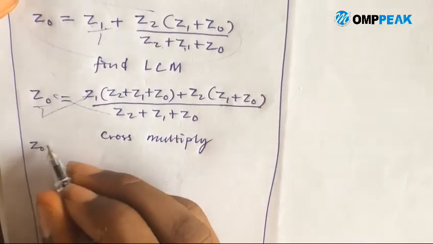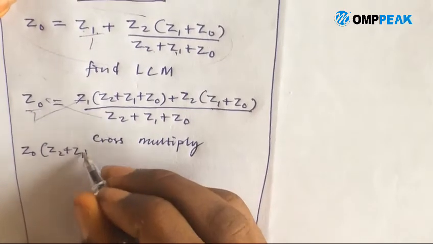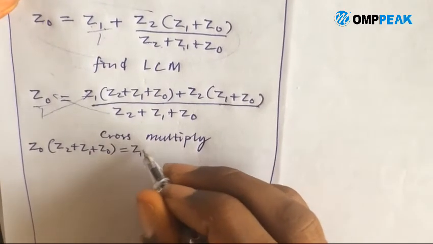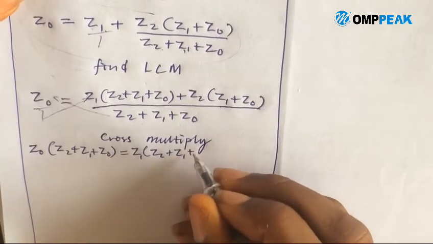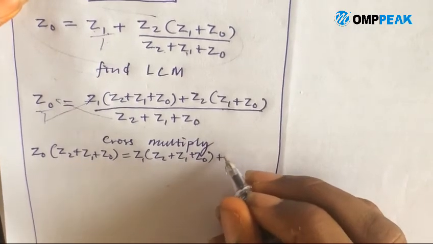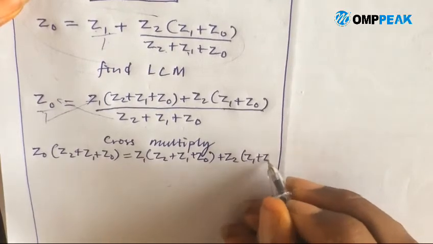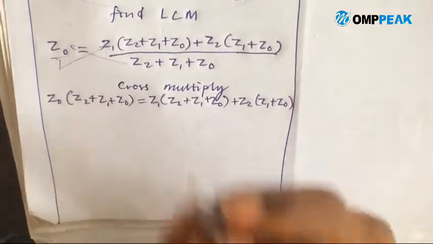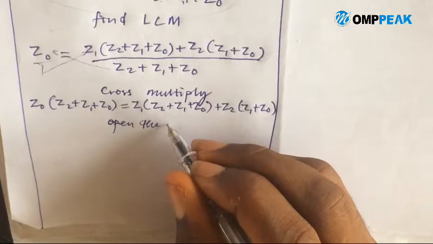So Z0 (Z2 plus Z1 plus Z0) equal to Z1 (Z2 plus Z1 plus Z0) plus Z2 (Z1 plus Z0). Now let's expand, or let's open the brackets.